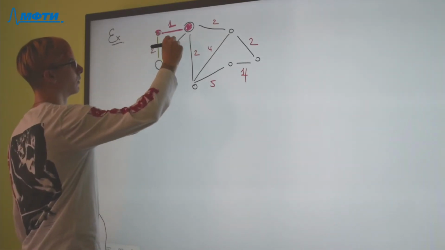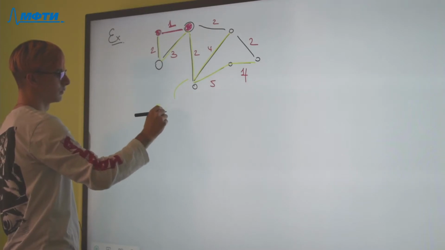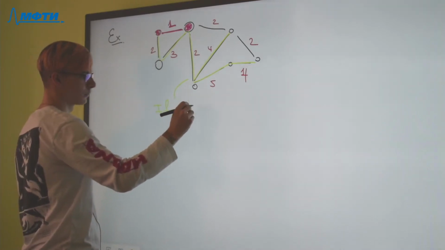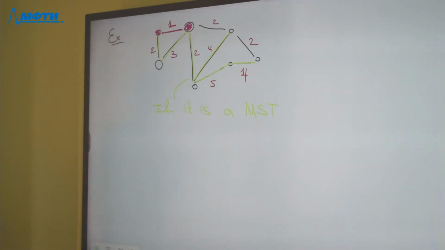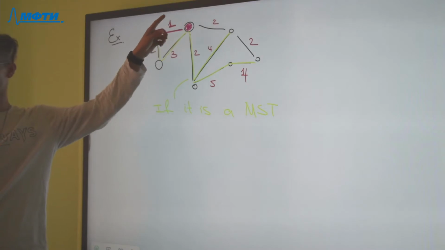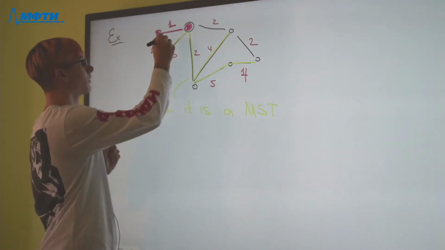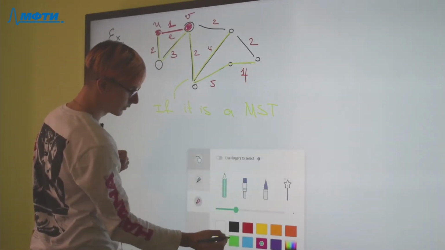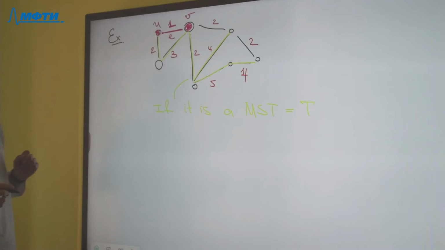For example, if it is a minimal spanning tree, then we add the edge with the minimal cost, for example, this edge I can name as edge E, that connects U and V. And I name the tree T.